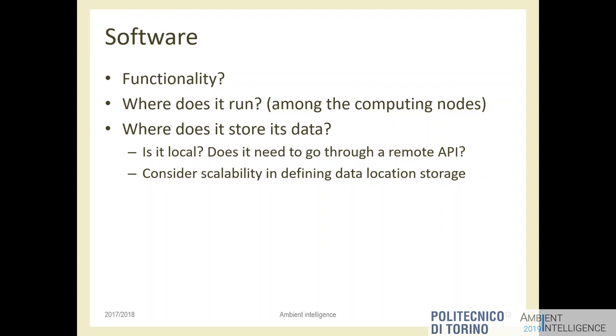So we can store on the server only the information that is needed for users that are outside the home or for other users. But if you do more computation locally, it will probably be easier. We have fewer hops to go to get to the data.